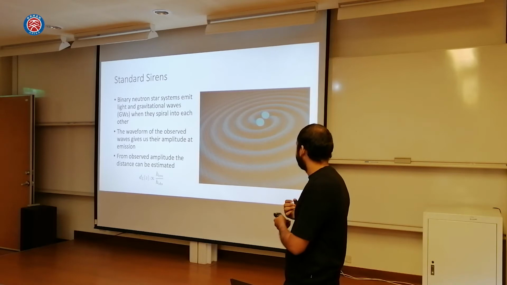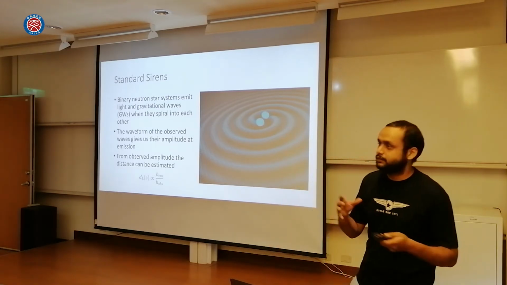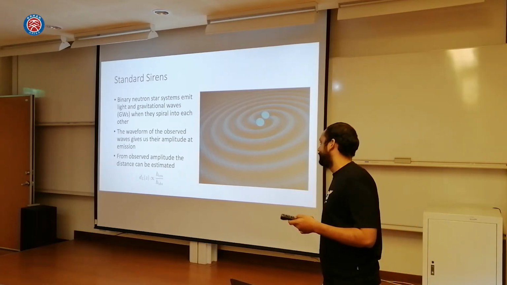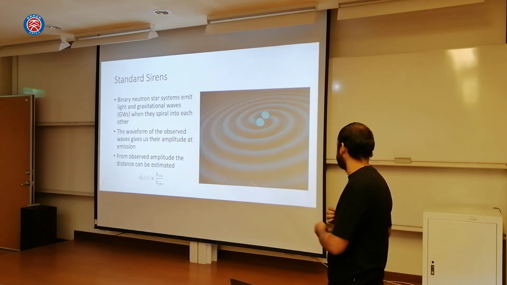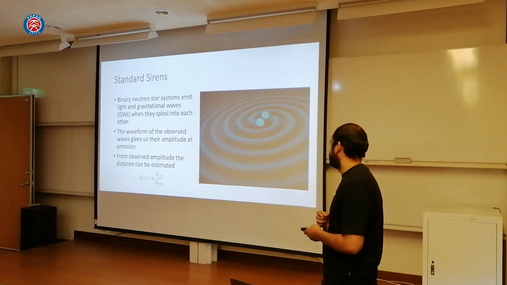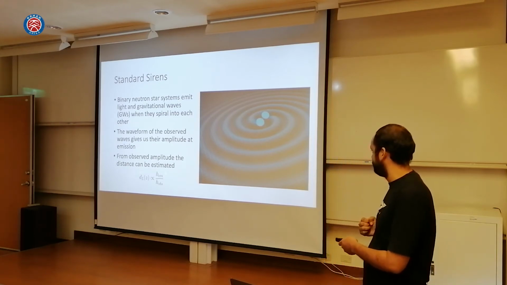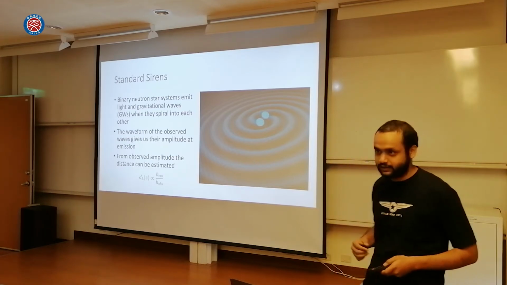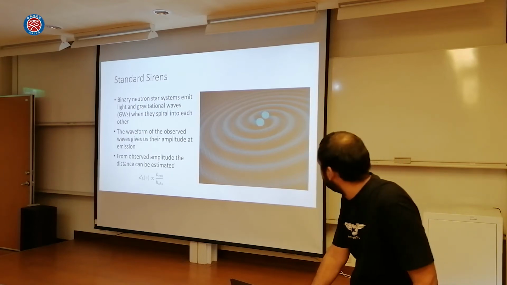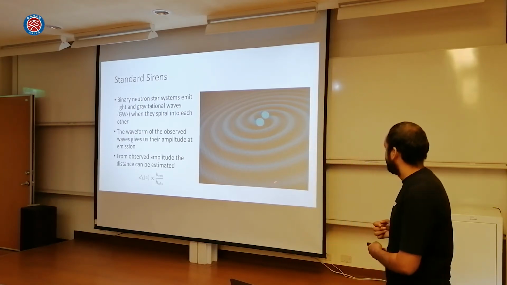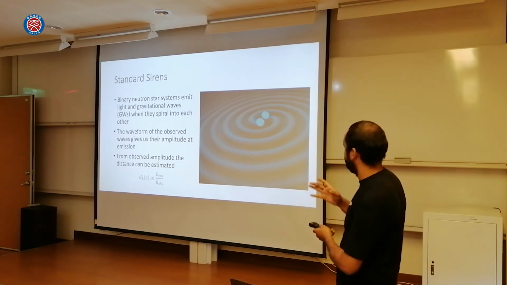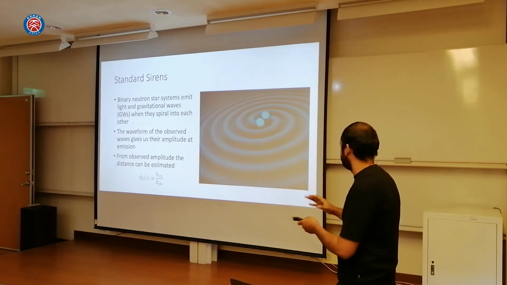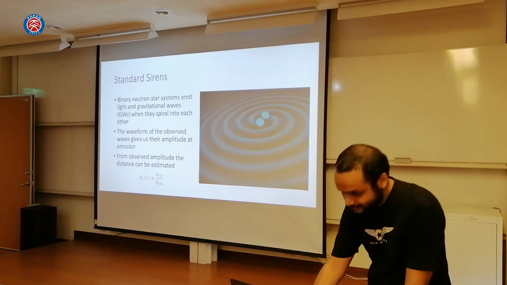The idea is that the waveform of the observed waves gives us some information about the emission amplitude of these gravitational waves. And we know that the amplitude of gravitational waves decays inversely with the distance from the source. So by using the observed amplitude and the emitted amplitude, we can get the luminosity distance. Combining that with the information from the electromagnetic radiation, we once again can determine the luminosity distance as a function of redshift. And this whole process, because we use the frequency of the emitted waves to get some information about the intrinsic properties, is why they are called standard sirens.